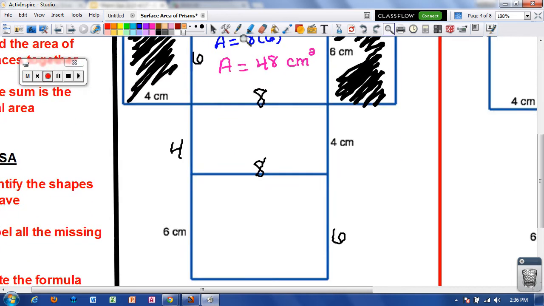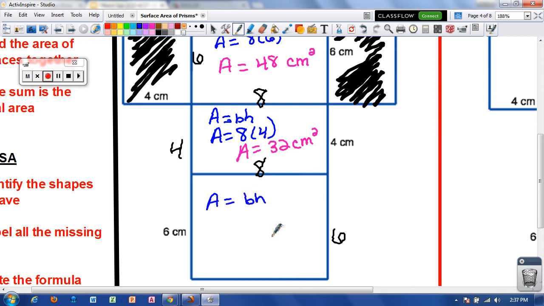Okay, next rectangle. All right, area equals base times height. Got a base of 8, a height of 4. So that's 8 times 4. So my area equals 32 centimeters squared. And here again, we have a base of 8, a height of 6. So area equals 8 times 6. Area equals 48 centimeters squared.